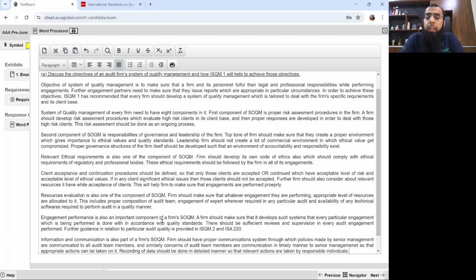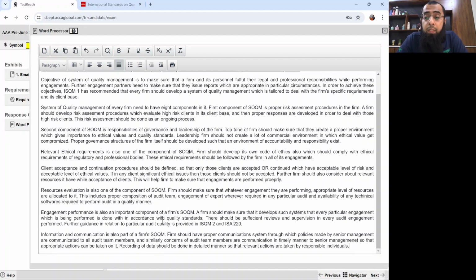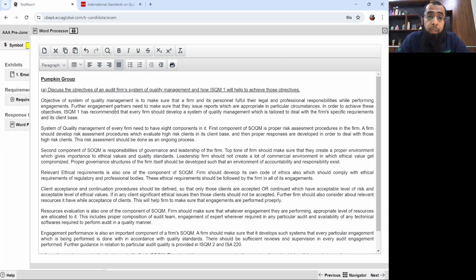Okay, and then the eighth component of SOQM is when we say that you should have proper monitoring and remediation process. You should have proper monitoring and remediation processes, that if in system of quality management there are any deficiencies, the firm should be regularly monitoring it.